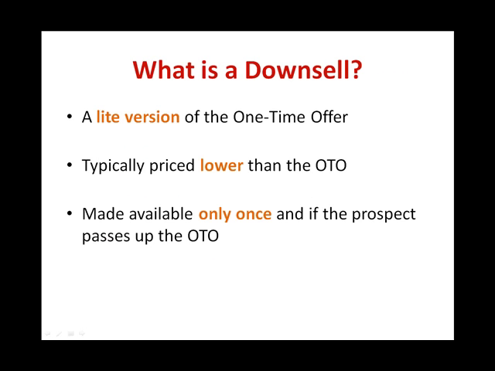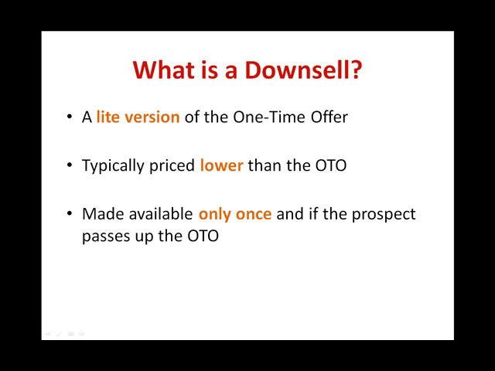You always hear the downsell hand in hand with the one-time offer all the time. A downsell is actually a light version of the one-time offer and is typically priced lower than the OTO. Again, like the OTO, it's made available only once, and if the prospect passes up the OTO, so let's say your OTO is priced at $97 for 10 products, some people buy and the rest don't.